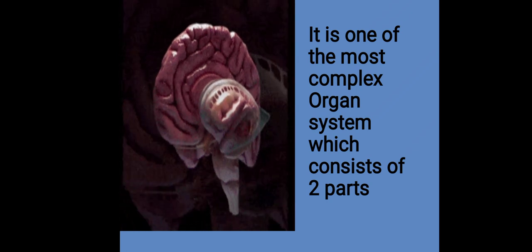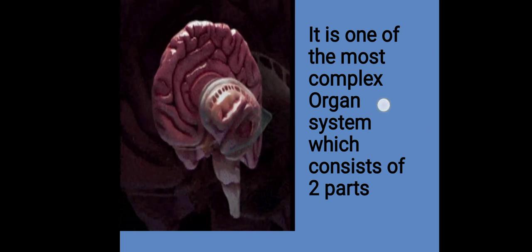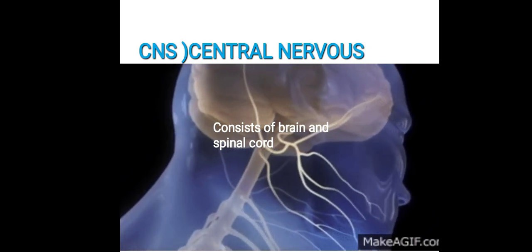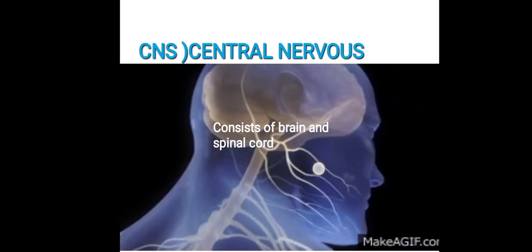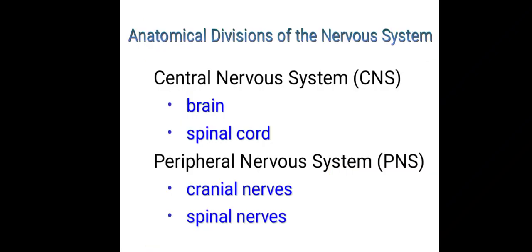It is one of the most complex organ systems, which consists of two parts: the central nervous system, which consists of the brain and spinal cord, and the peripheral nervous system, which consists of all the nerves that are present inside the body. So the central nervous system includes the brain and the spinal cord. The peripheral nervous system, that is the PNS, includes the cranial nerves and the spinal nerves.